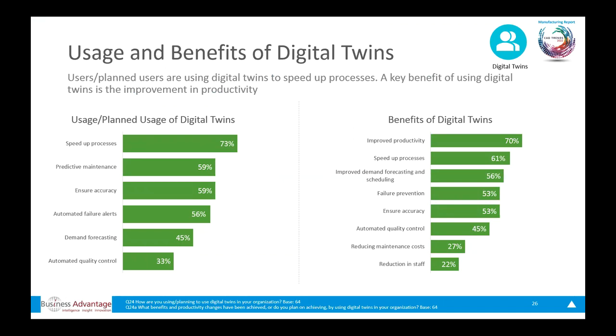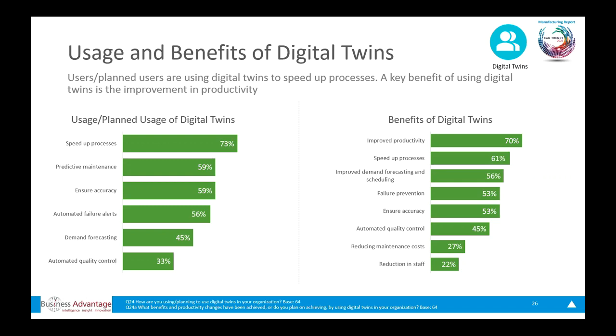Again, we asked about how respondents are using or how they plan to use digital twins, and the majority, 73%, mentioned that it would help speed up processes. Companies are seeing the benefits of digital twins, bringing together product design, manufacturing and service to maximize their software investment, also reducing downtime, improving quality and reducing inventory costs. And this fits in with some of the other areas mentioned in our research, such as predictive maintenance at 59% and automated failure alerts at 56%.